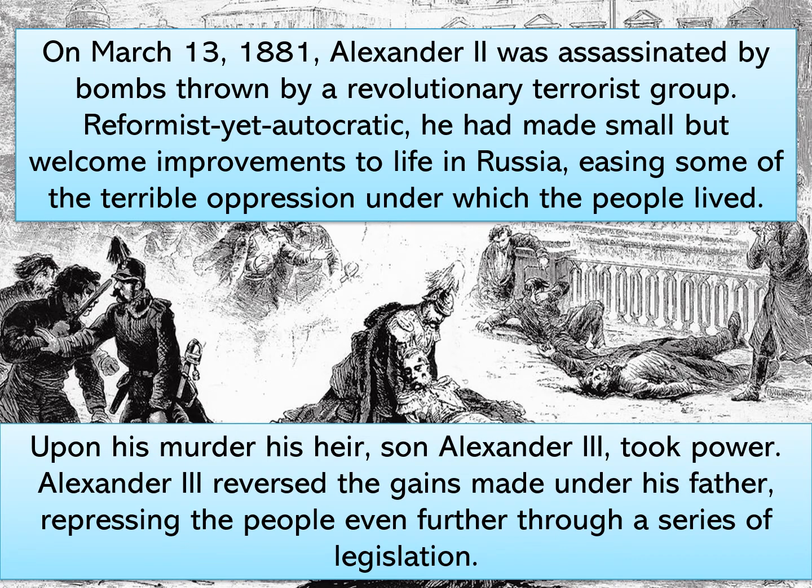When he was murdered, his son, Alexander III, took over, and he saw these sort of reformist things as being one of the fundamental reasons why his father had been targeted. It made him look weak, and he refused to rule a country that would be weak, or that he would be seen as a weak leader of. So what he did when he took power was he reversed all of the gains that had been made under Alexander II, and he repressed the people even further through a series of other legislation to try and make sure that they never would again try to rise up against this almighty leader.